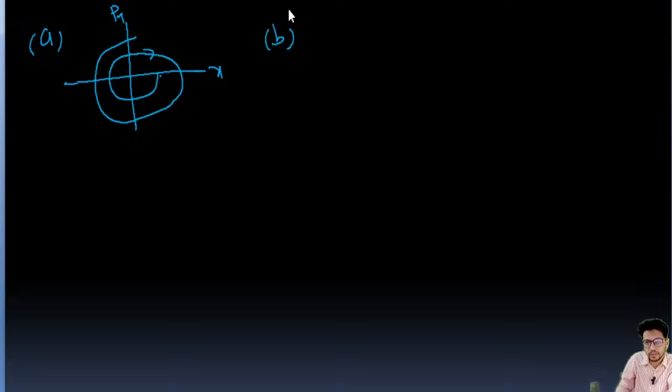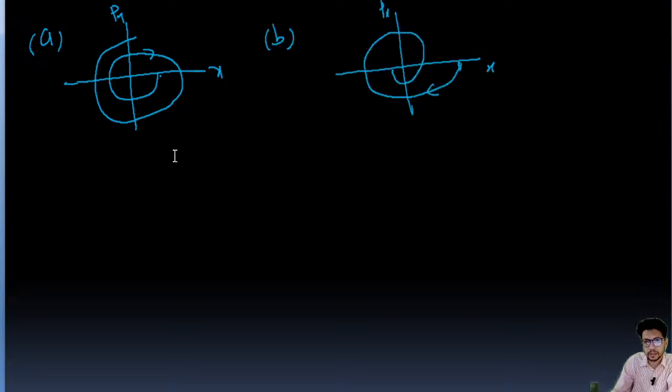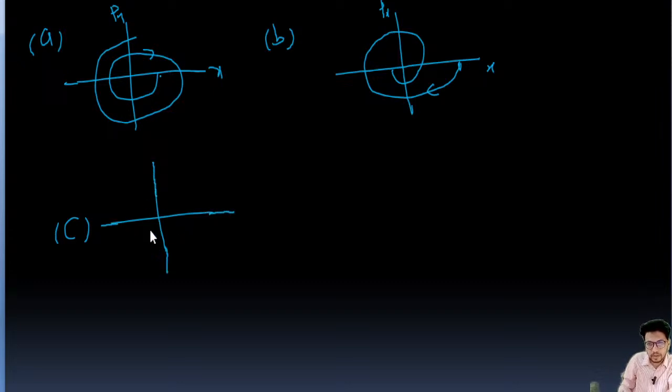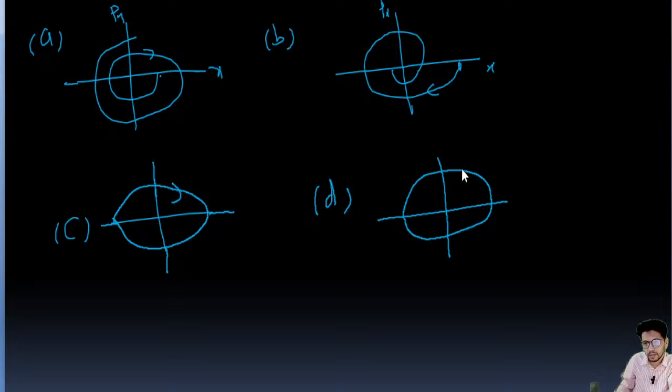Option B is the trajectory of the motion of the block. Option C is ellipsoidal, clockwise. Option D is anti-clockwise. X, Px.